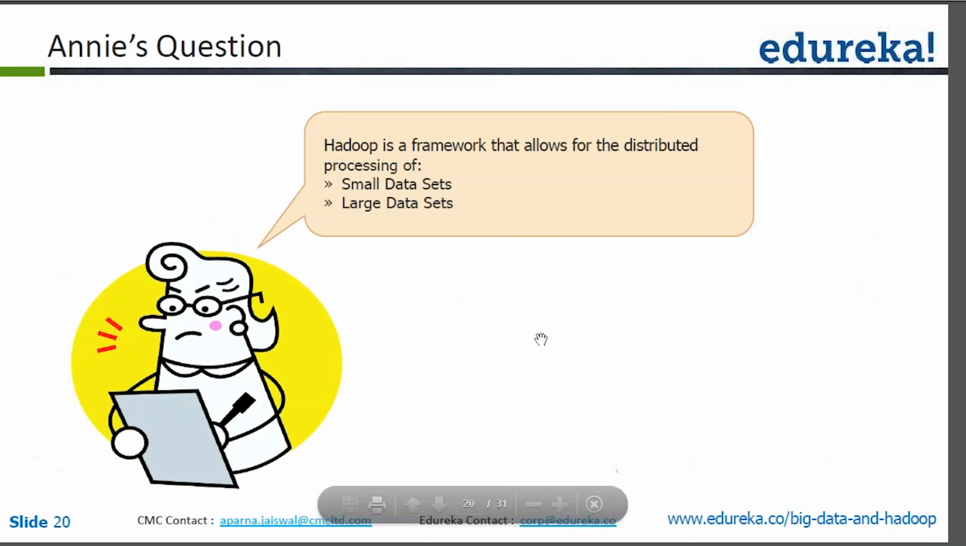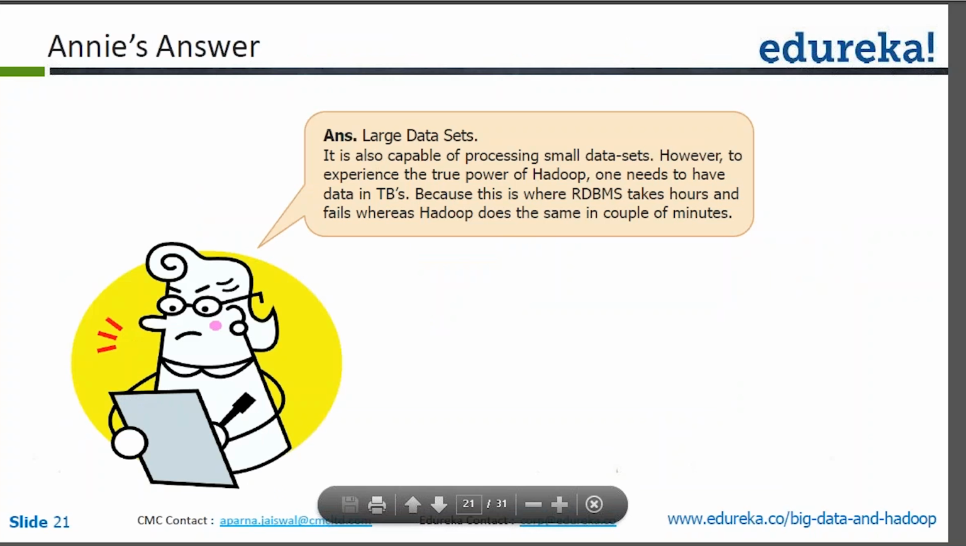So let's take a small quiz, a small question. Hadoop is a framework that allows for distributed processing of large data sets. Even if we give a small data set, it is going to work. It's not going to say no.